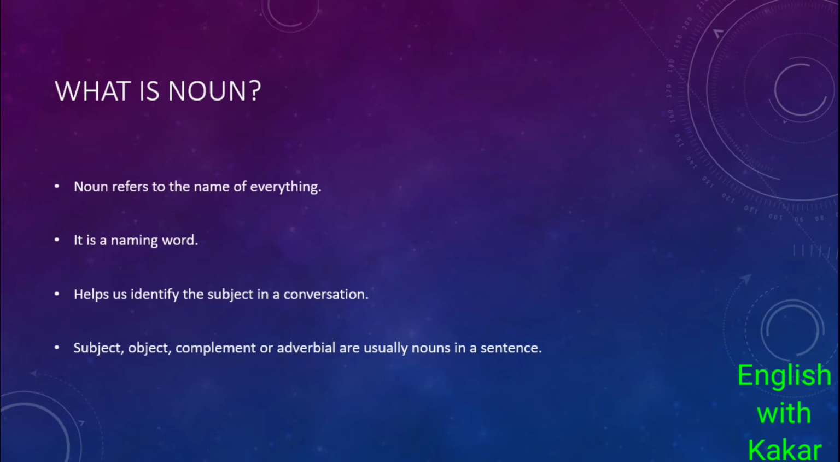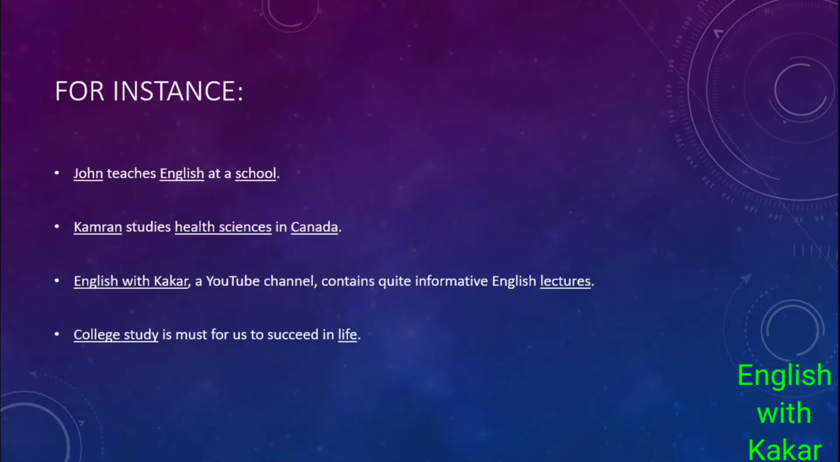Usually in a sentence we find nouns in the subject, object, complement, or adverbial. As you know, subject is the doer of an action, object is the receiver of an action, complement is a word or a phrase that completes a sentence, and adverbial is a word usually used as an adverb. So nouns can be used as an adverbial as well. We will find out in the examples.